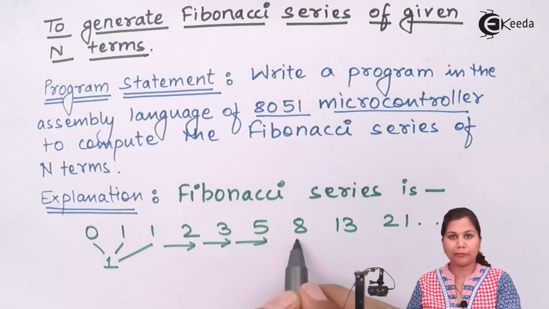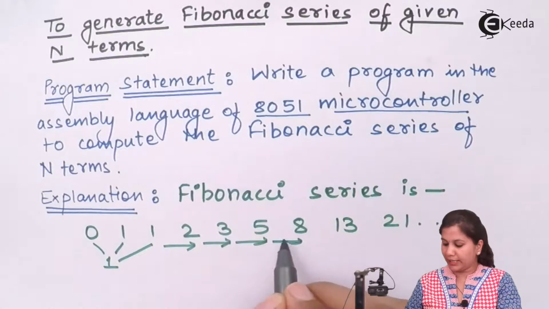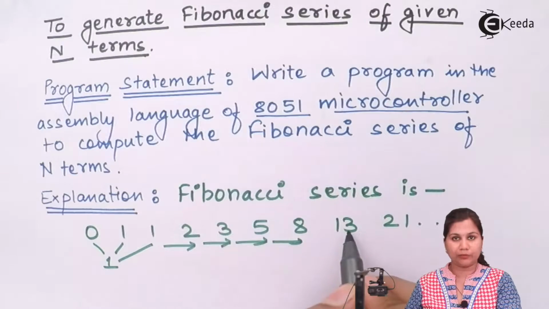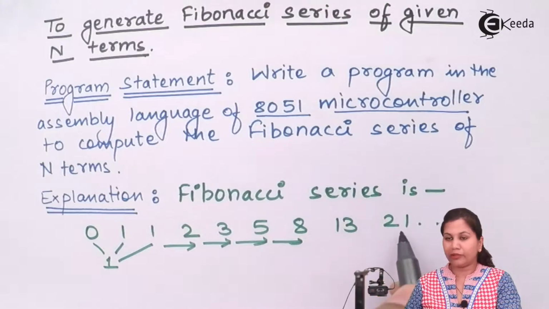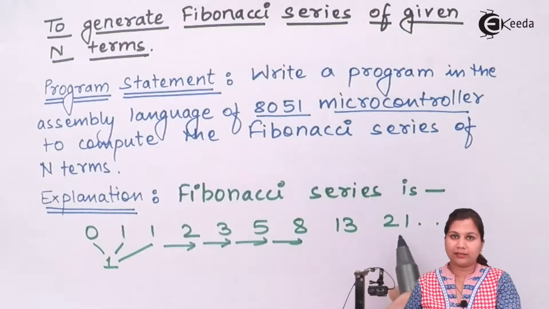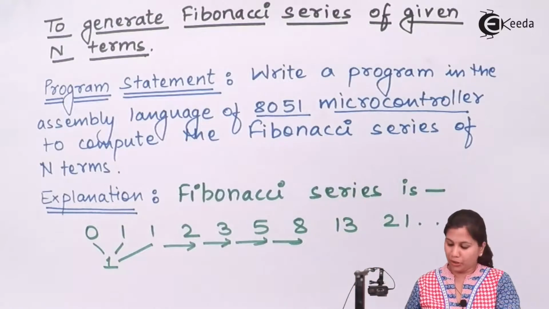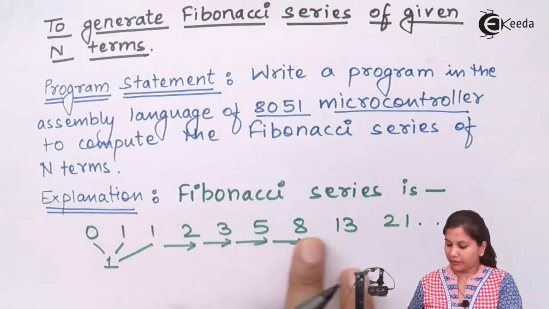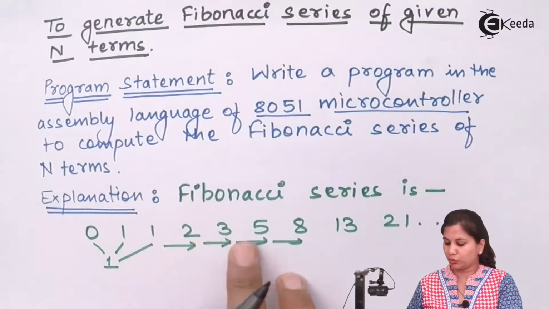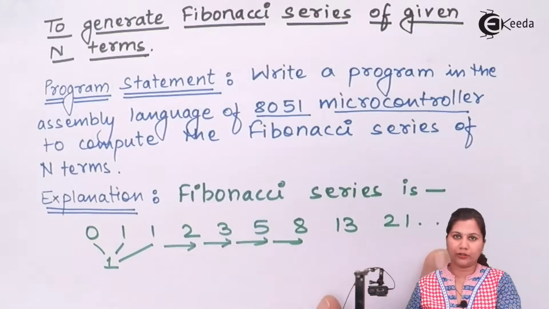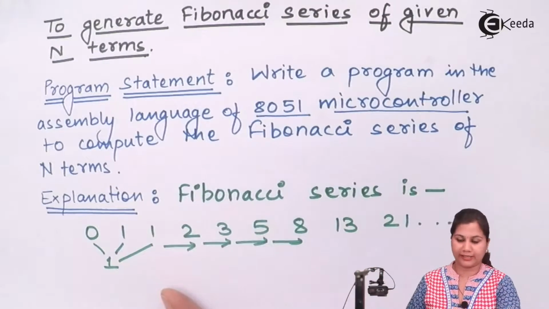5 plus 3 will become the next term, 8. 8 plus 5 will become the next term, 13. 13 plus 8 will become 21, that is the next term. So in this way the series will go on. The series will come in the way 0, 1, 1, 2, 3, 5, 8, 13, 21. So that is the Fibonacci series.